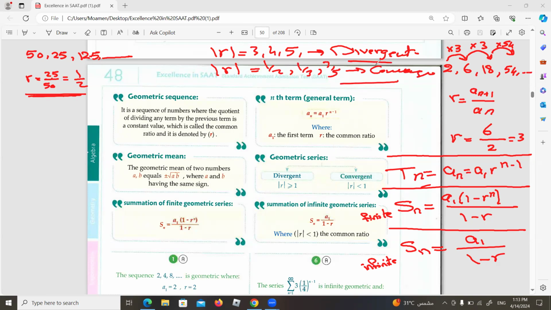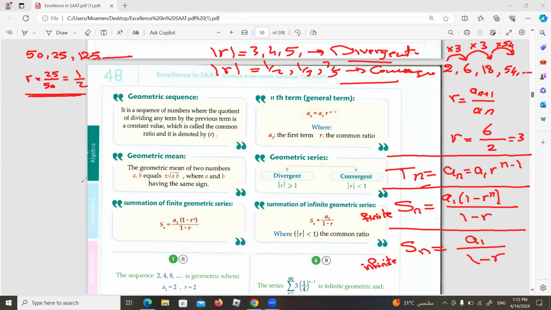Okay, this is a very, very important part, and it's a very easy problem if they ask you about the type of the geometric series. You just get the value of R. If R is greater than 1, it's divergent. If R is smaller than 1, it's convergent.